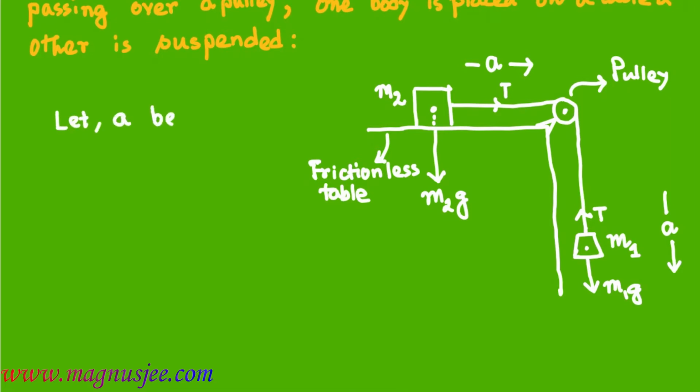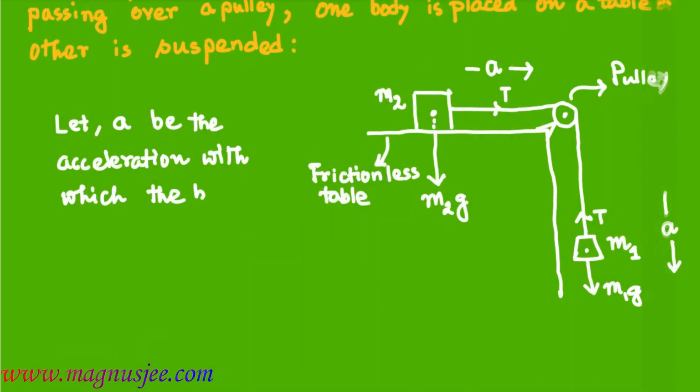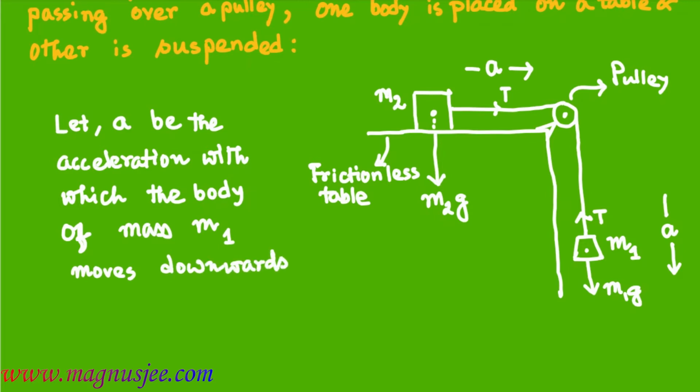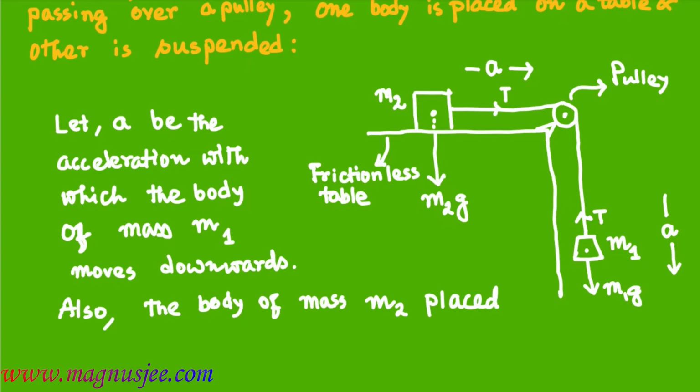Let a be the common acceleration, the acceleration with which the body of mass m1 moves downwards under the action of two forces, m1g and T. Also the other body of mass m2, which is placed on the frictionless horizontal table, will be moving towards the pulley with the same acceleration.